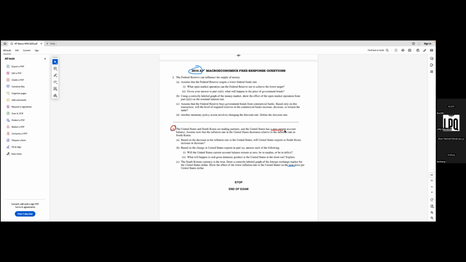Zero current account balance means the United States now has a balanced trade, like net exporting equals zero, the total exporting value exactly equal to the importing value.